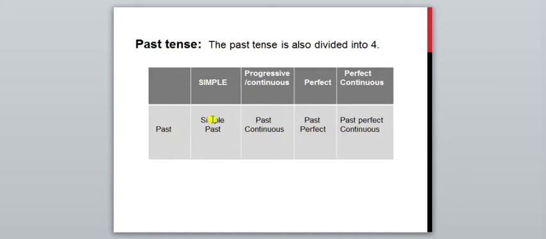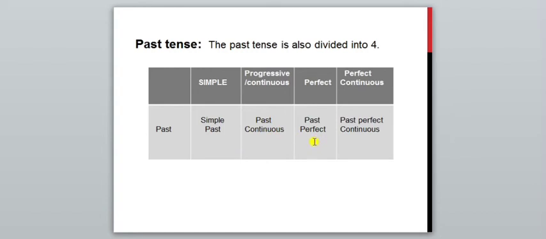Here what is the structure? Subject plus V2 plus object. Means I paid the bill. Second is the past continuous tense. What's the structure? Subject plus was/were plus present tense verb with ing plus object. Means I was reading a novel.